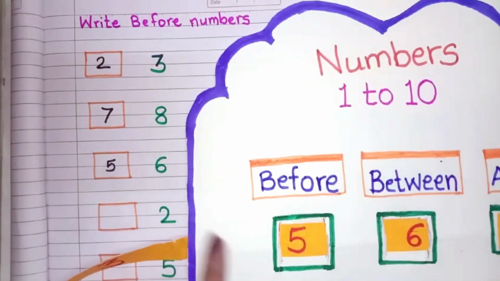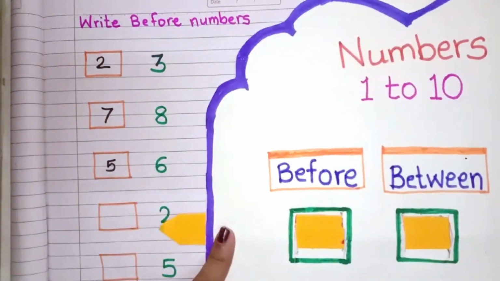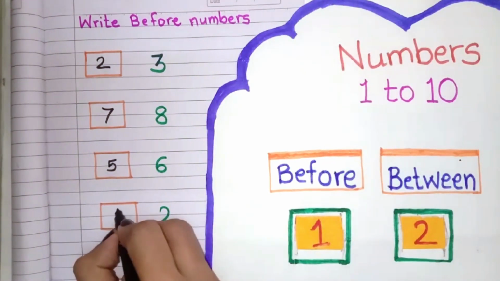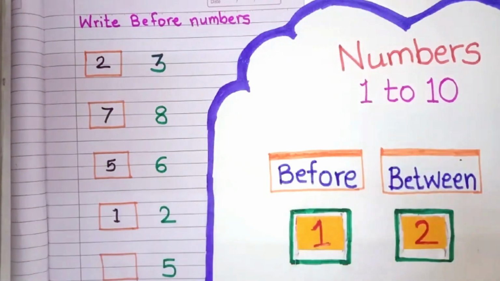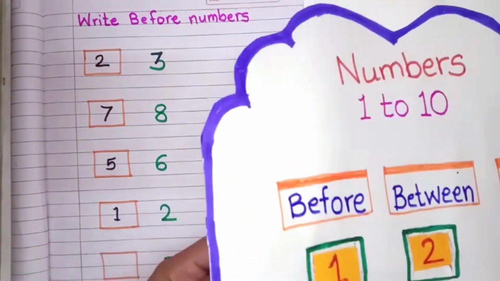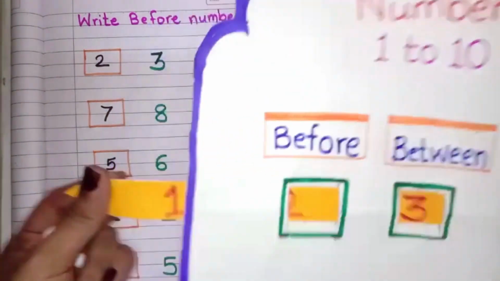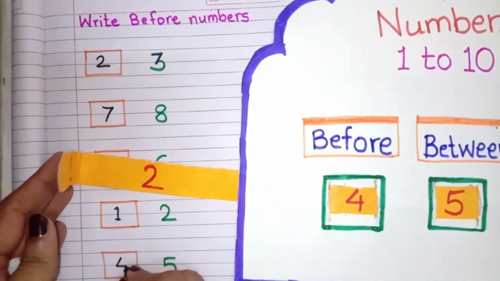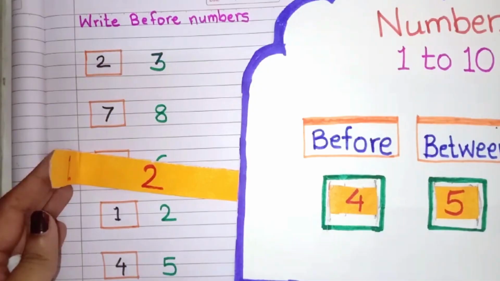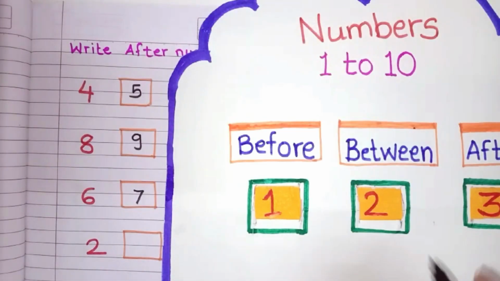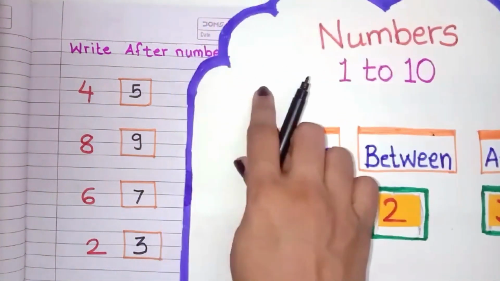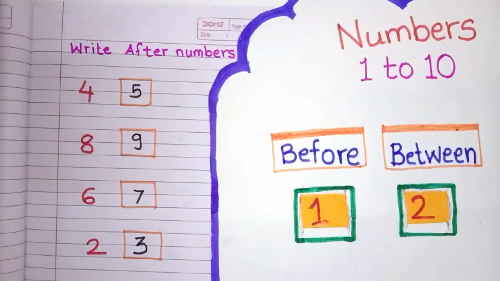Which number is before 2? Before 2 is number 1. Which number is before 5? Before 5 number is number 4. Write down number 4 here. Correct. Which number is after 2? After 2 is number 3. Write down number 3 here. Like this you can solve after numbers.